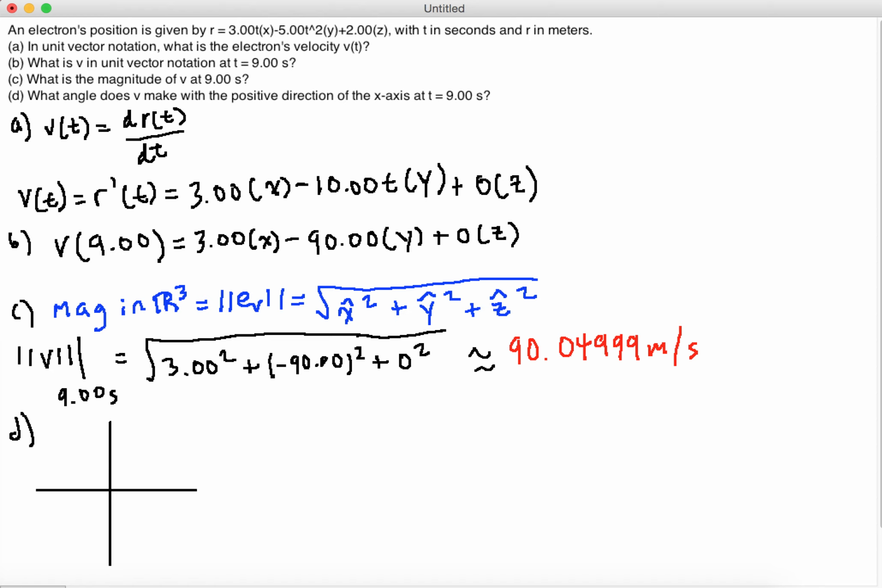I'll draw the xy plane, here's x and here's y. Let me move that to the top just for better reference. The components of the particle at t equals 9 are 3 in the x, so this is going to be 3. I just want you to know that this image is not to scale, so I'm going to draw it the best I can. The y component is negative 90, so we go all the way down. And this is 90 y.